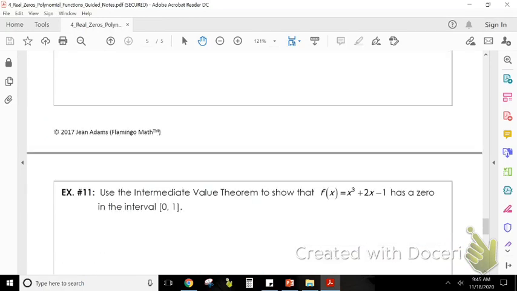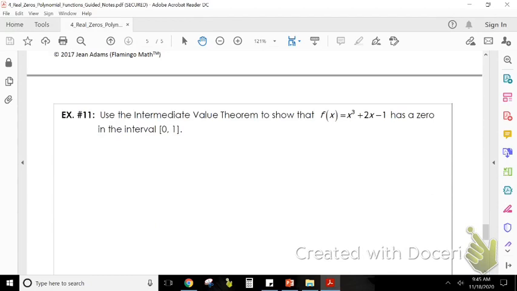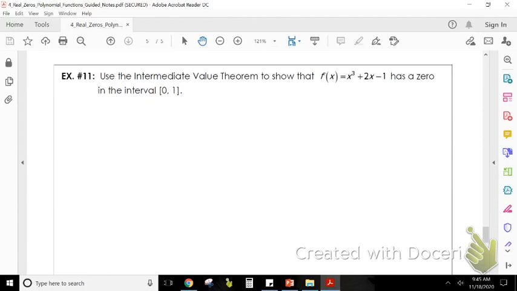And then number 11. Number 11 says use the intermediate value theorem to show that f of x equals x cubed plus 2x minus 1 has a 0 in the interval from 0 to 1. So we did this back in 2.3. So remember, to show that it has a 0, that means that one of the y values needs to be negative and one of the y values needs to be positive.